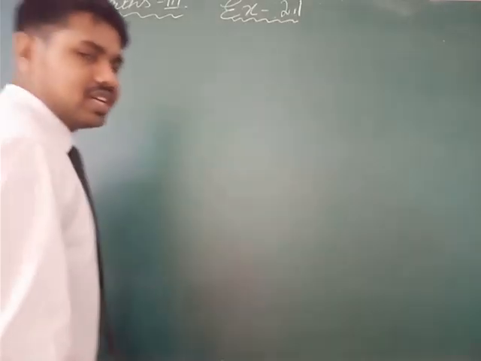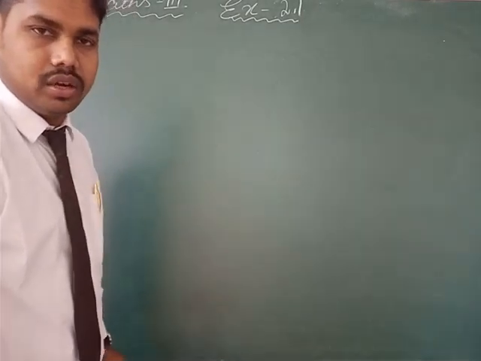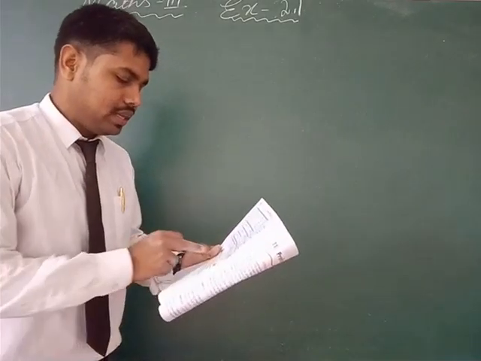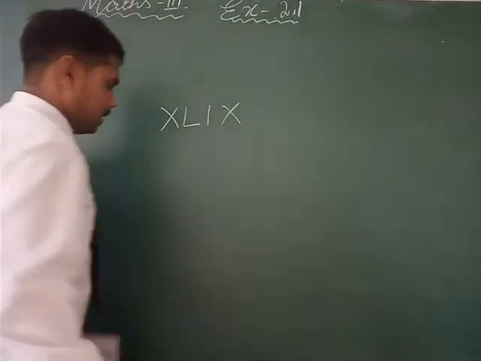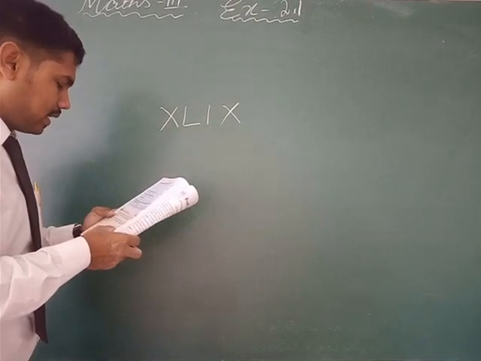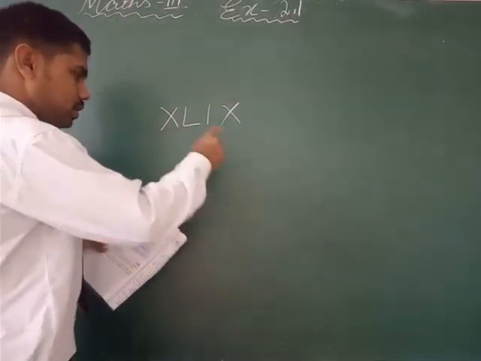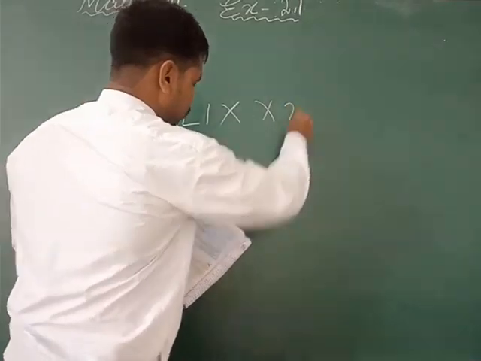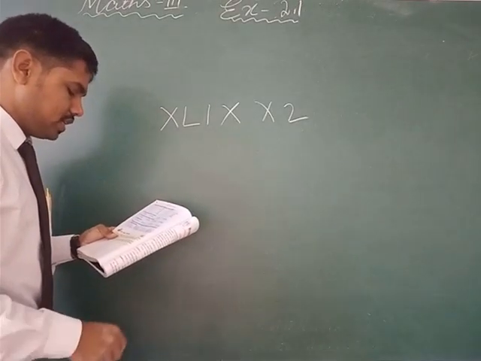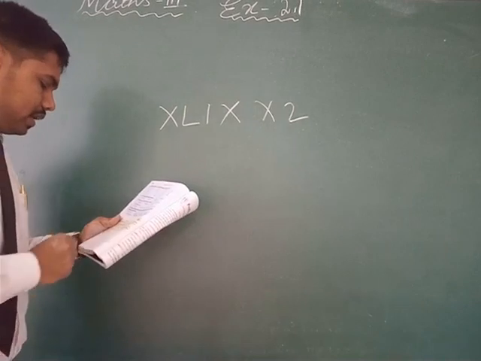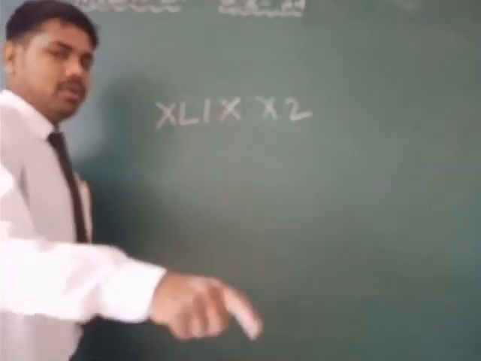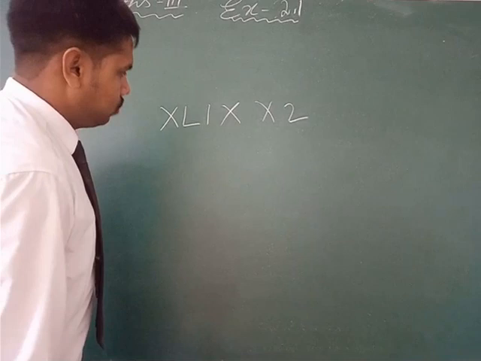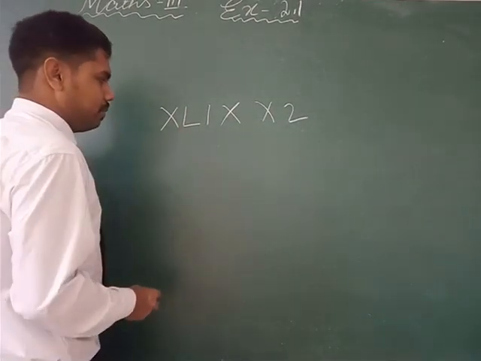Two value-based questions are there. Let's discuss those two questions. Maybe you feel doubts to understand the question. Question is, the number of students in a class is XLIX. And the number of students in another class is double of it. So double of it means multiply by 2. Okay. So find the total number of students in two classes and express it in the Roman numeral. So first you have to convert this number into English numerals, and then again you have to convert the result into Roman numerals.